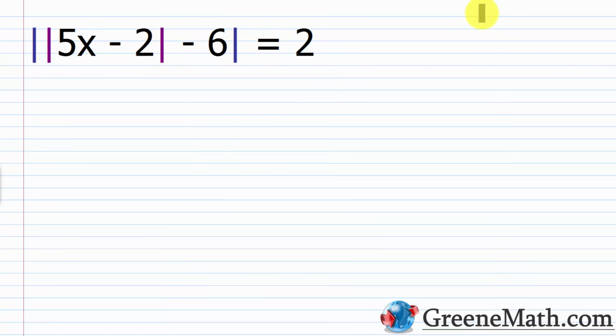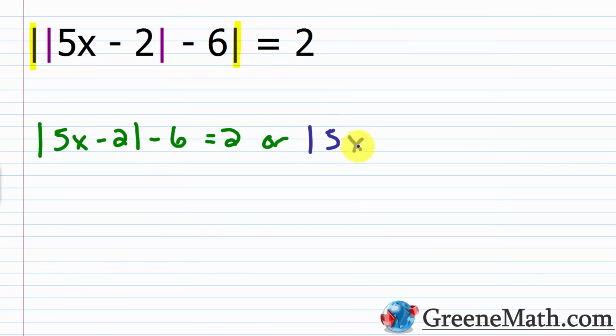So again, I'm going to start with the outside absolute value operation. And what I'm going to do is set up two scenarios. I'm going to say that the absolute value of 5x minus 2 minus 6 is equal to 2. Or I'm going to also say that the absolute value of 5x minus 2 minus 6 is equal to the negative of 2. So just split it up into two cases, and then we're just going to start working.